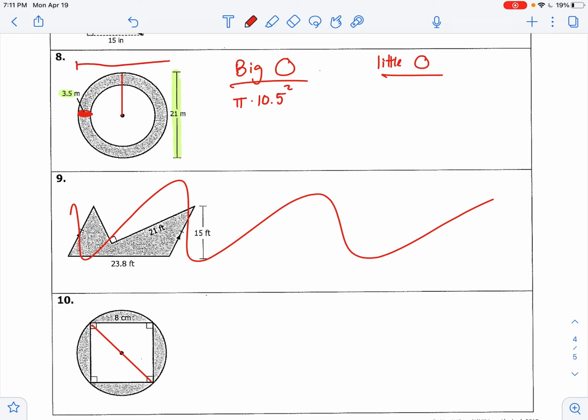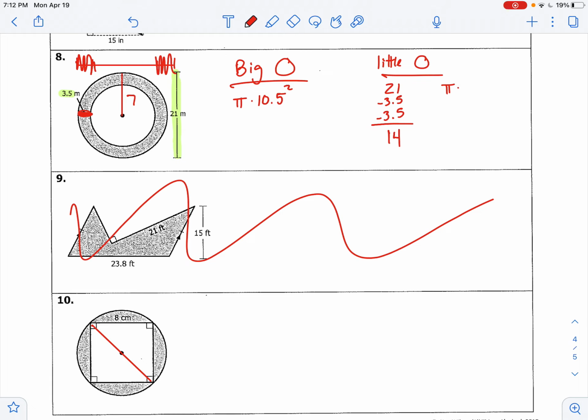This whole diameter is 21. I'm going to take away 3.5, so 21 minus 3.5 on the left, and I'm also going to take away 3.5 meters on the right. So I'm taking away these two regions to find the new diameter of the little circle. So that new diameter would be 14. 21 minus 7 is 14. So the diameter is 14, which means the radius is half of that, at 7.